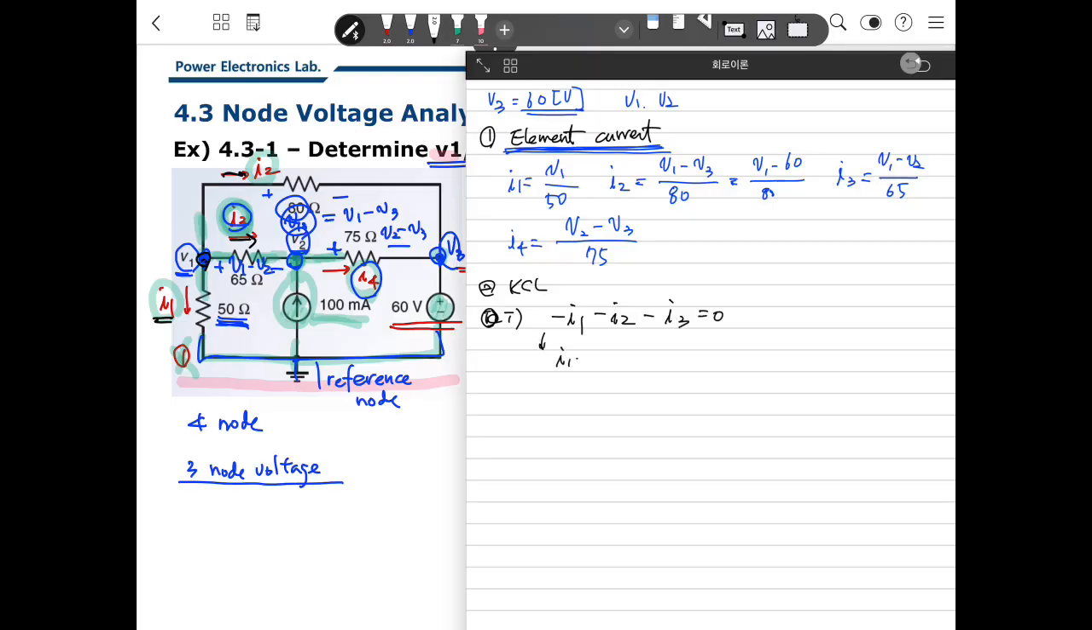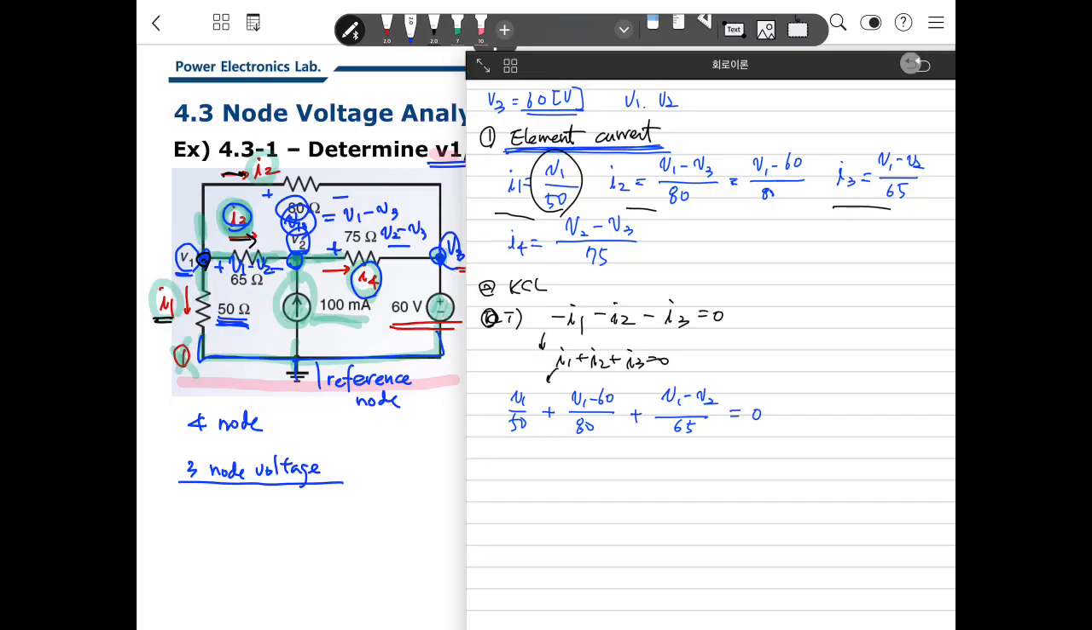Because I1 plus I2 plus I3 is the same, 0. So with I1, I2, and I3 here, we can make an equation. I1 is V1 divided by 50. I2 is V1 minus 60 divided by 80. I3 is V1 minus V2 divided by 65.